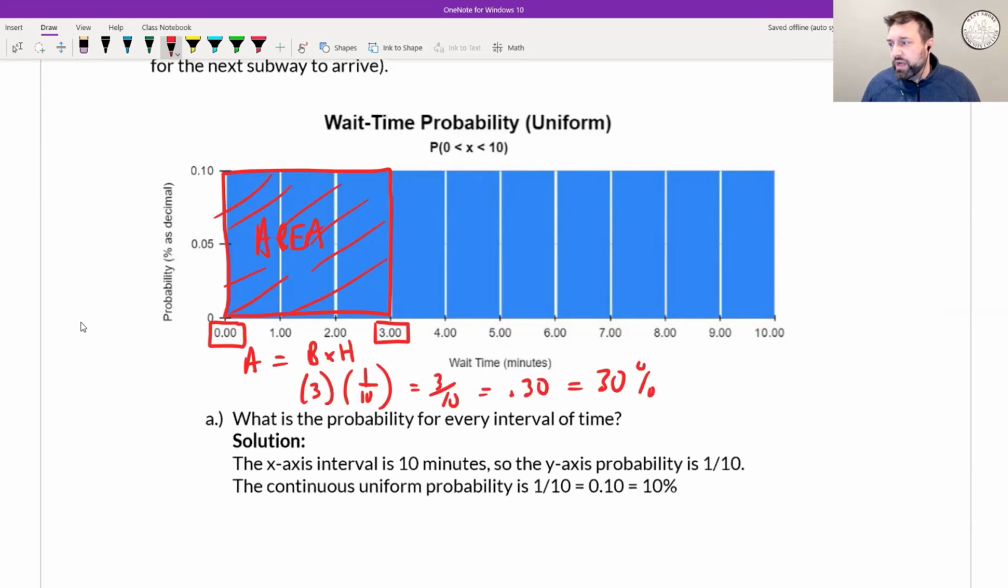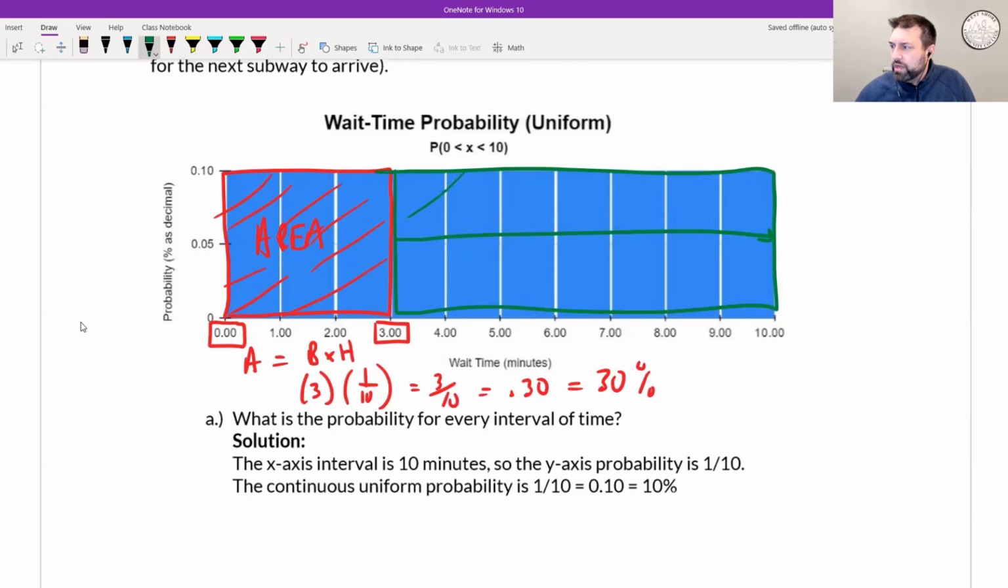What's the probability of waiting between 3 minutes and 6 minutes? Well, you'd find the area of that rectangle, or between 4 minutes and 9 minutes. What would be the probability of waiting more than 3 minutes? More than 3 minutes. So what would be that probability? Well, we could make a rectangle out of this.